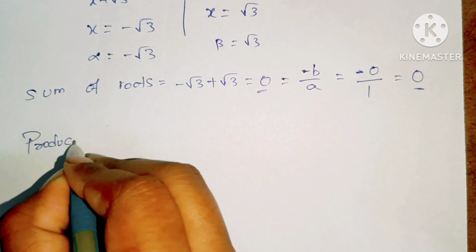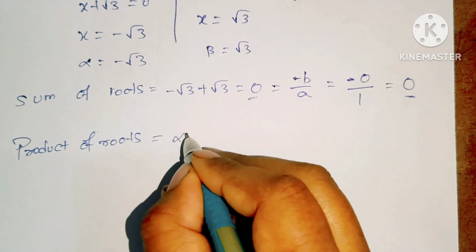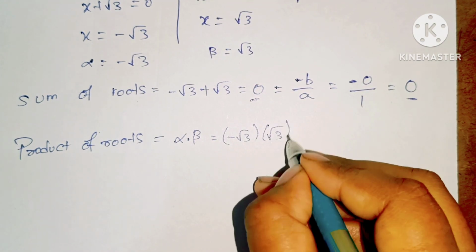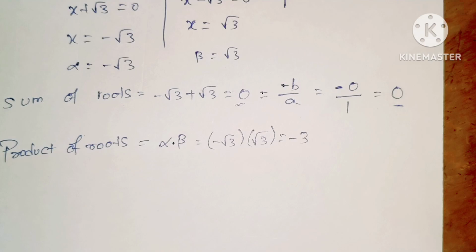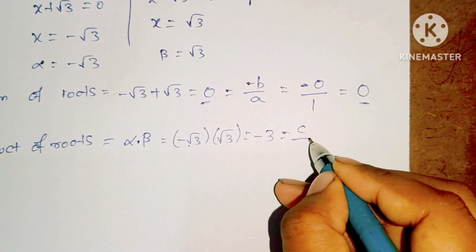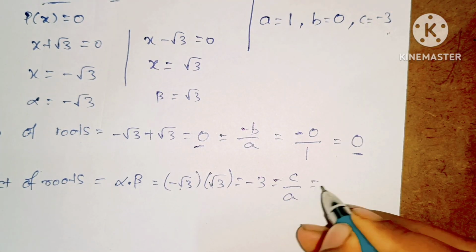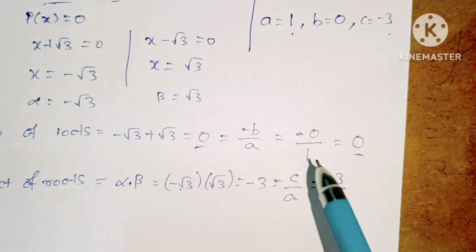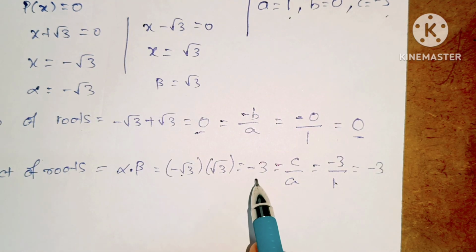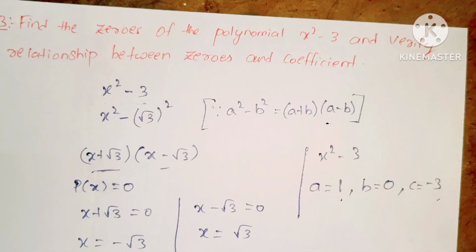Next, product of roots. So product of root means what? Alpha into beta. That means minus root 3 into root 3. How much you will get? Minus 3. Okay. Root 3 into root 3, 3, minus into plus minus. So in the form of coefficient formula, what? C by A. C means how much? Minus 3. That's why minus 3 by A means how much? 1. So minus 3 by 1. That means minus 3. So see a product of the root minus 3, with the help of coefficient also you got minus 3. Understood? This is the relation between 0 and coefficient.